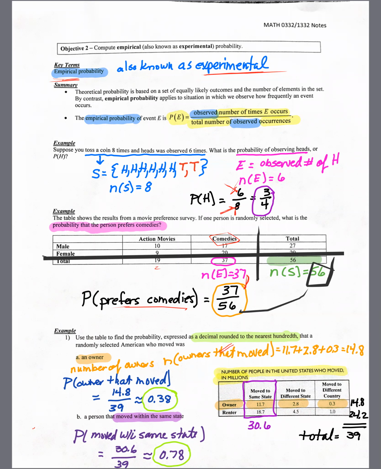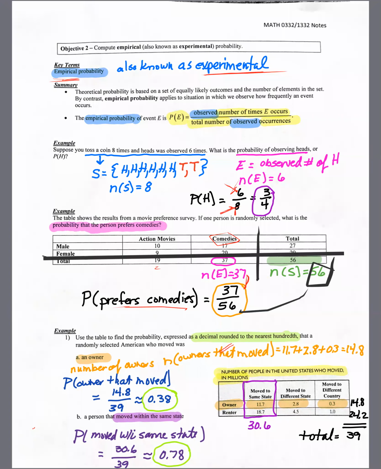This 39, I know it's in millions, and so I'm just going to carry it over to my denominator and then start asking the questions. It says, what's the probability that the person who moved is an owner? Now, this person who moved, all that we know is that they're an owner. Well, there's 14.8 who actually moved, out of 39 million, which is our denominator. That gave me roughly 0.38 as the probability.